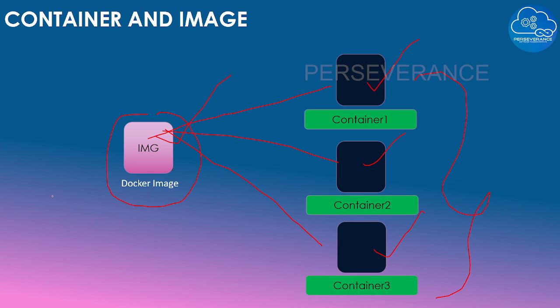There is something called Docker Hub, which I'll show. Docker Hub is a hub where all the images are stored. It's a space, an area where all the Docker images are stored. I will explain this to you in one of the further sessions.